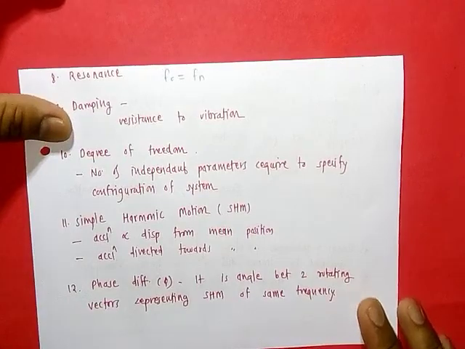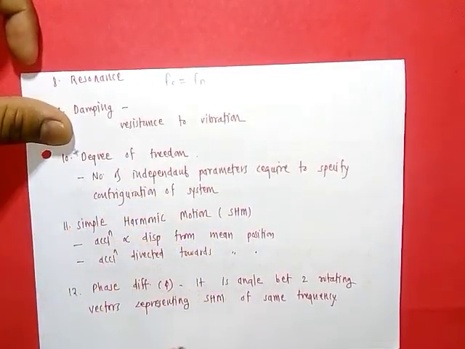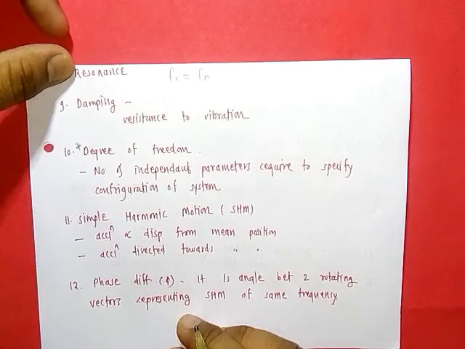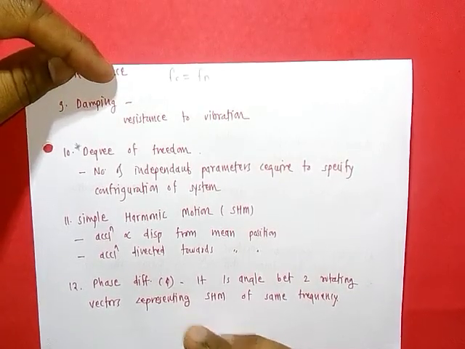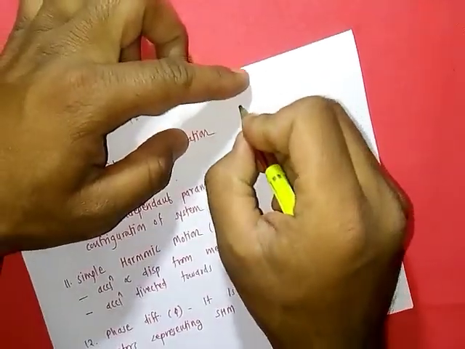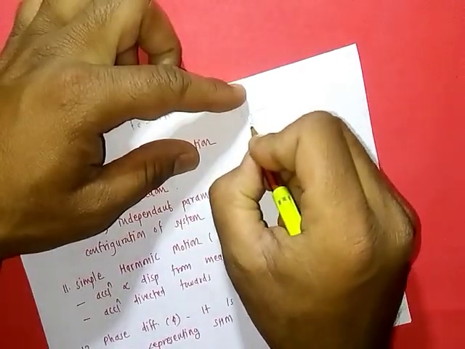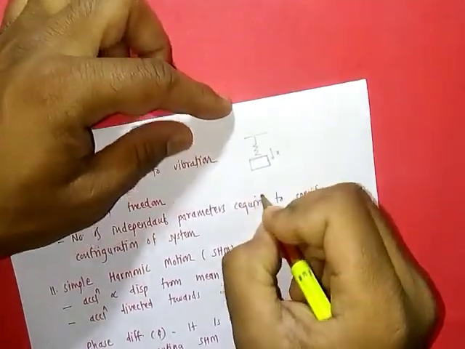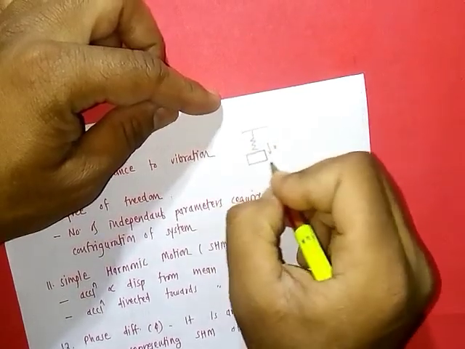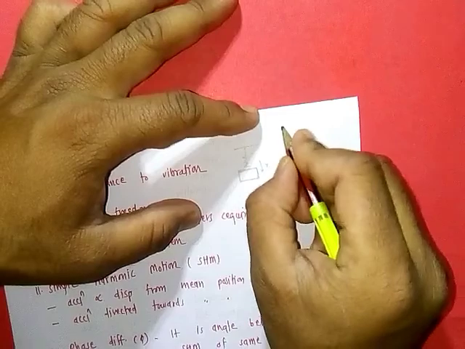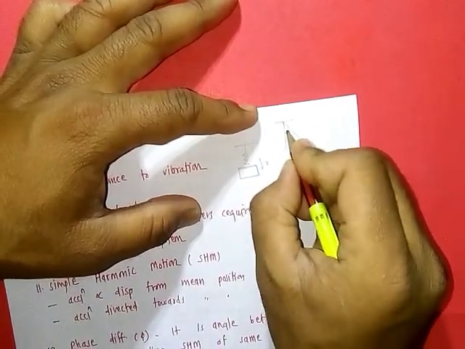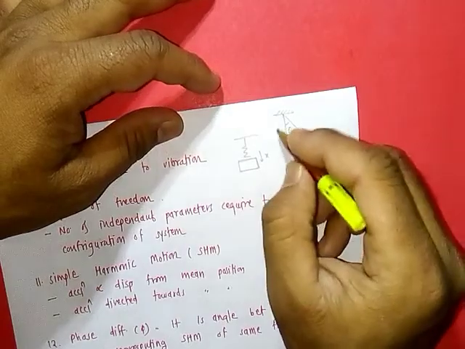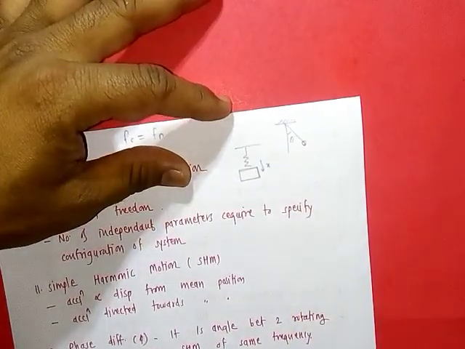Okay, then next important is degree of freedom. Degree of freedom is defined as the number of independent parameters required to specify the configuration of a system at any instant. It means when we say single degree of freedom, then only one independent parameter. Suppose this is a spring mass system. Then by telling only the deformation in the spring, we can specify the configuration of this system at any instant. For this pendulum, when we specify only this theta, then at any instant when we give the value of theta, it will completely represent the configuration of the system at that instant.